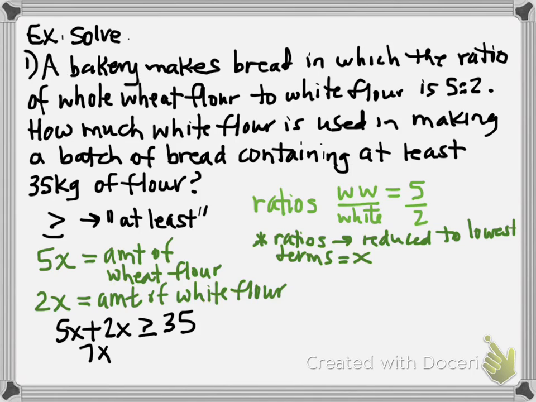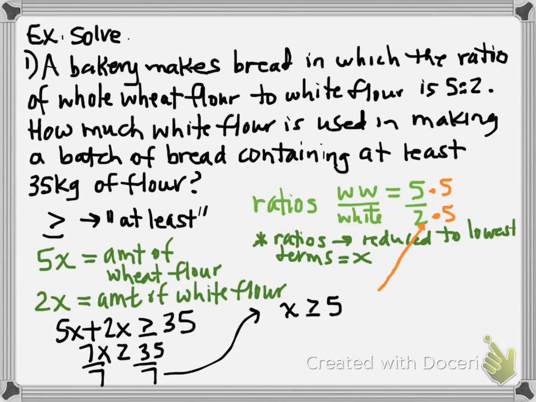So I get 7x is greater than or equal to 35, divide by 7, write my answer over here, and I get x is greater than or equal to 5. Now, x represents that factor that I reduced by. So it could be 5 or it could be more. So minimally, it's 5. So what I'm going to do is take that, and I'm going to multiply both of these by 5. So this is the minimum amount of flour I would have used. So 25 kilograms of whole wheat, 10 kilograms of white.